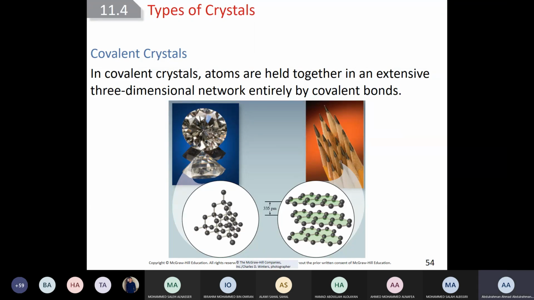Now, we're going to talk about covalent crystals. We have what's called network covalent. You have to memorize this word: network covalent. And I want you to know only 3 compounds of this type: diamond, and then graphite, and then the third one is sand.